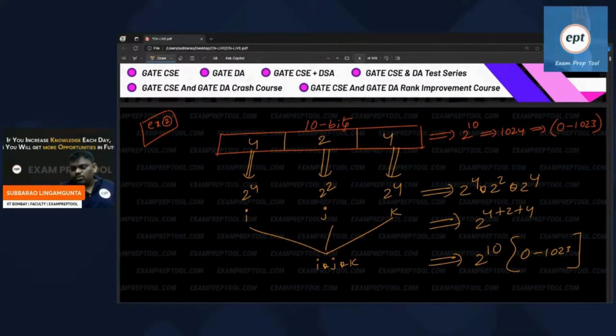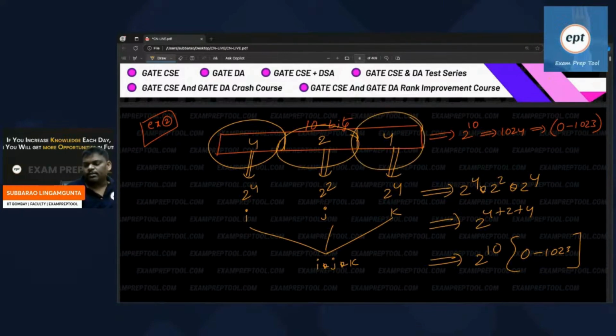Shekhar, thank you so much for asking. They mention in the problem that I have 10 bits, and the 10 bits will be divided into three parts. The first part is 4 bits, the second part is 2 bits, the third part is 4 bits. They will divide it whatever way they want. That is their problem. Thank you so much for asking, that is a really nice doubt.